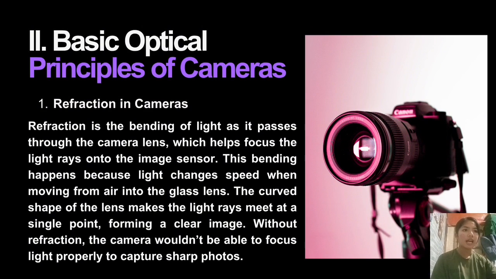So this bending happens because light travels at different speeds in different materials. In a camera, the curved lens bends the light rays so they meet at a single point, that is the focal point, on the image sensor. So that's how a clear image is formed. Without refraction, the camera won't be able to direct light properly and the photo would turn out to be blurry or distorted.